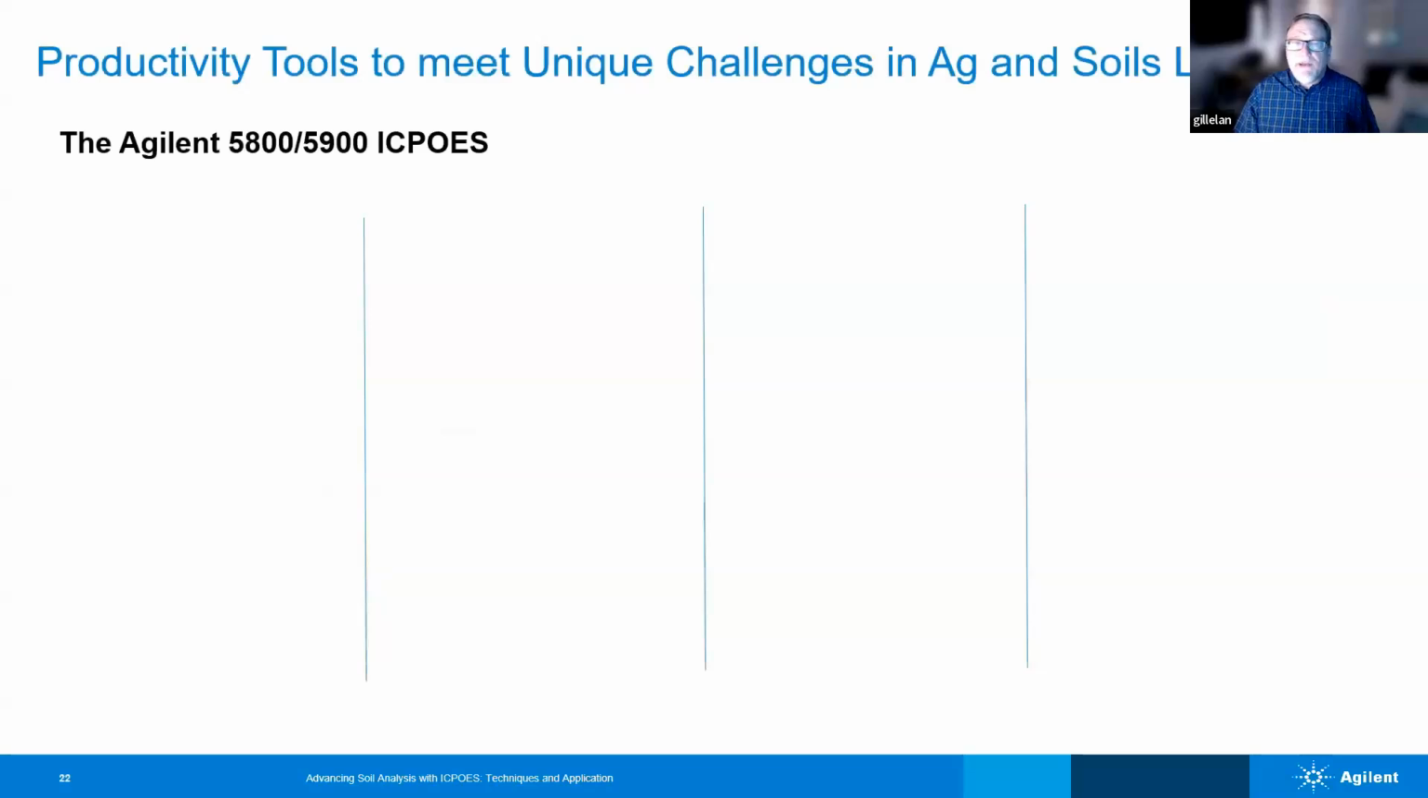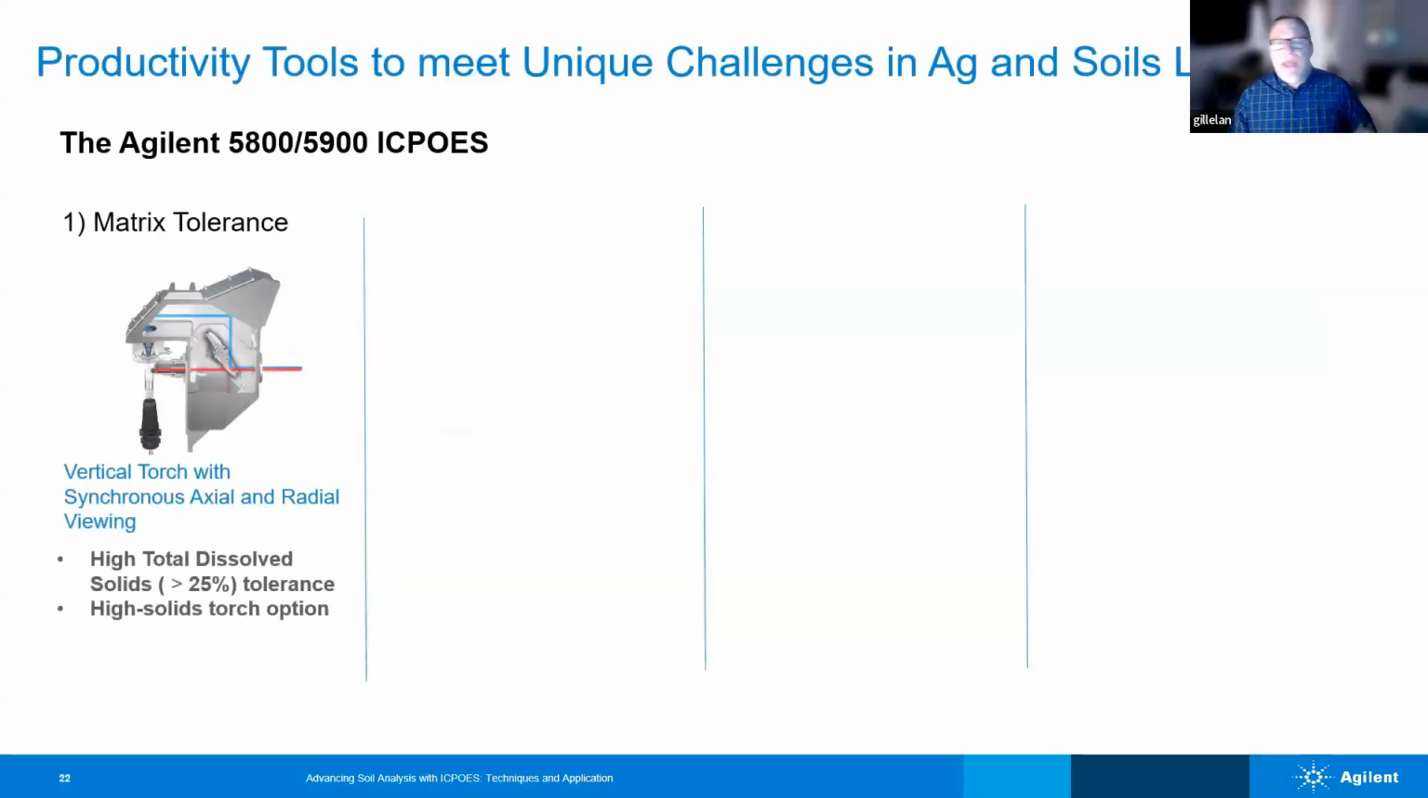The 5800, 5900 has tremendous matrix tolerance. It can actually run up to 25, actually 30% solids. It is an incredible machine. It's very robust. So there's not a lot that you can throw at it that gives it a problem.